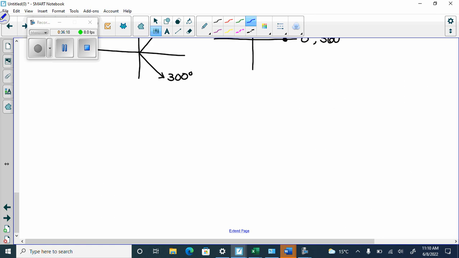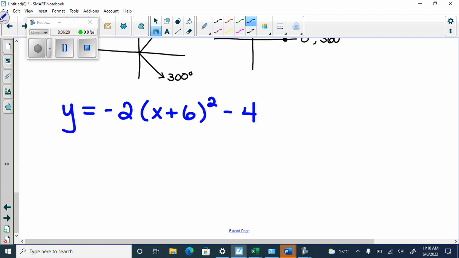Now, let's go through this. y equals negative 2(x plus 6) squared minus 4.